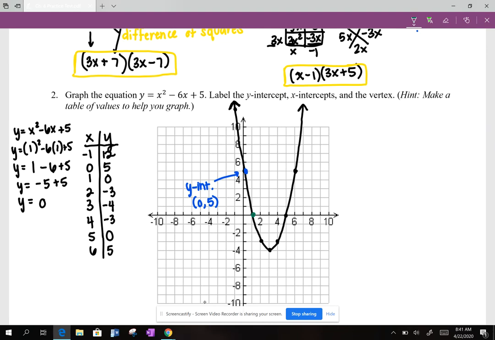The x-intercepts are down here. Here's the first one, 1, 0. And the other one is at 5, 0. And last but not least, my vertex, the tip of the U shape, is at 3, -4. Okay, moving on.